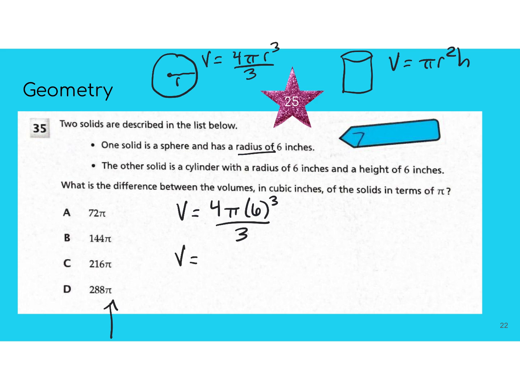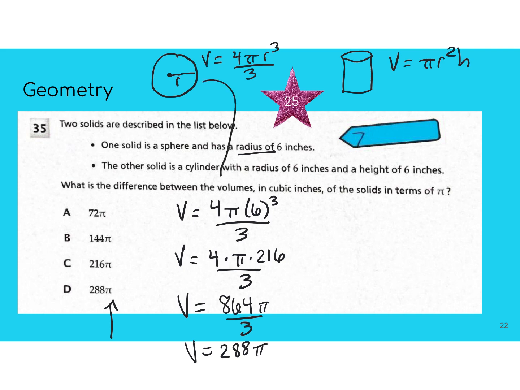I'll show my steps for this. So 4 times pi times 216 over 3. So multiply your 216 times 4, which gives you 864 pi over 3. Divide your 864 by 3, leave your pi, so you get volume is 288 pi. That is for the sphere.